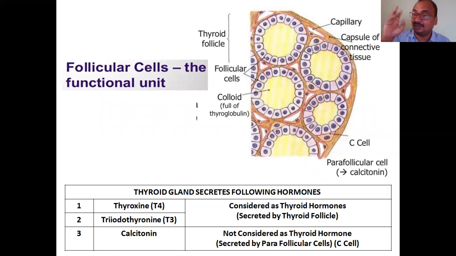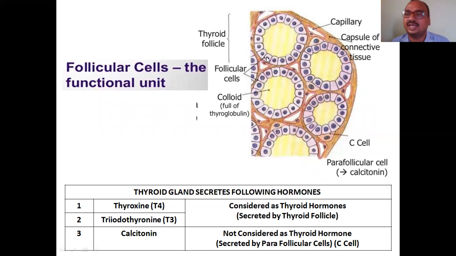Structural unit and functional unit, these two terms are different. Functional unit means each unit functions. Structure is just like a building brick; in the structure, it is one of the units. This is the functional unit, it functions. That's why it is called FF: functional unit, follicular cells.